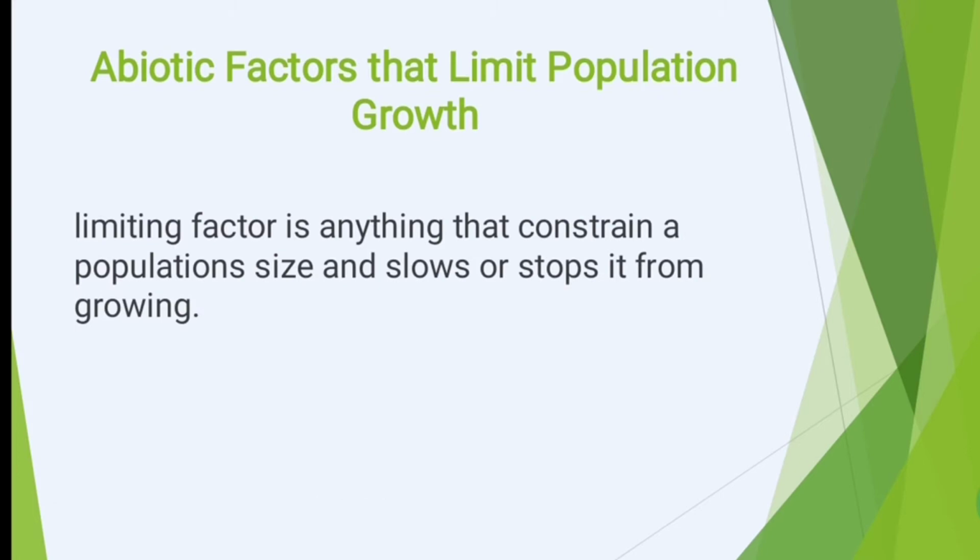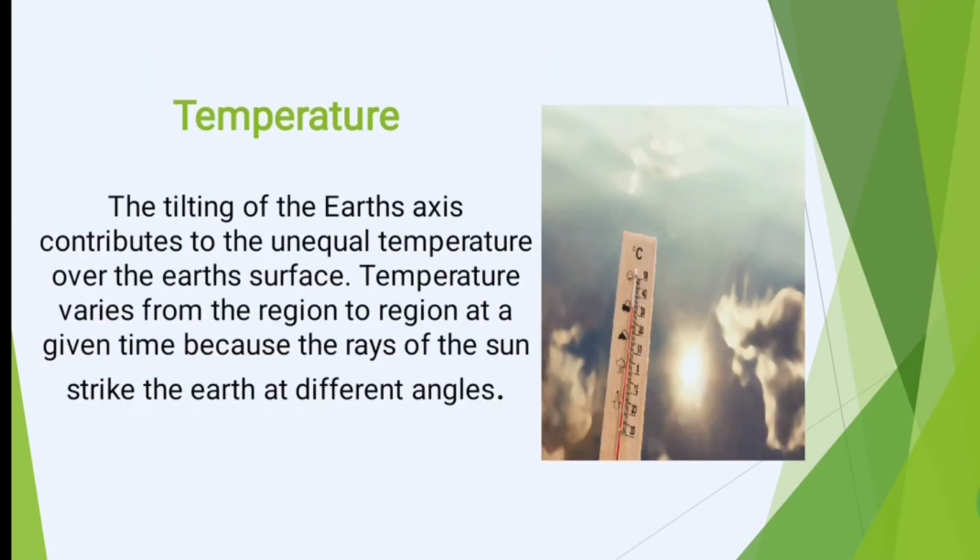Abiotic factors that limit population growth. A limiting factor is anything that constrains a population size and slows or stops it from growing. Temperature. The tilting of Earth's axis contributes to the unequal temperature over Earth's surface. Temperature varies from region to region at a given time because the rays of the sun strike the Earth at different angles.